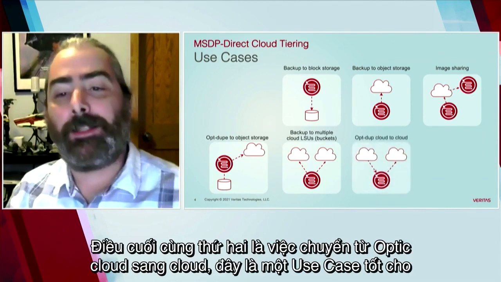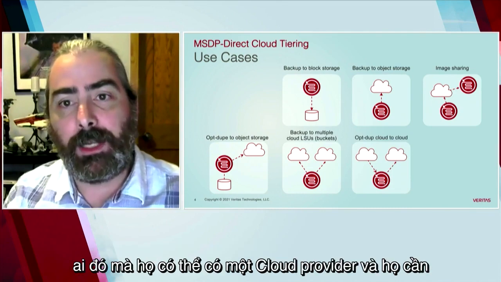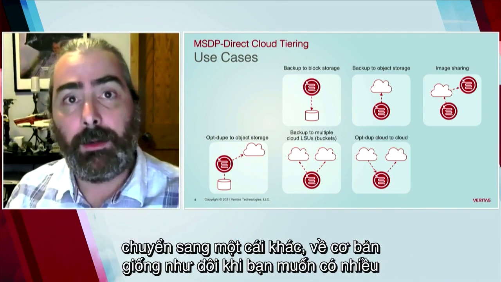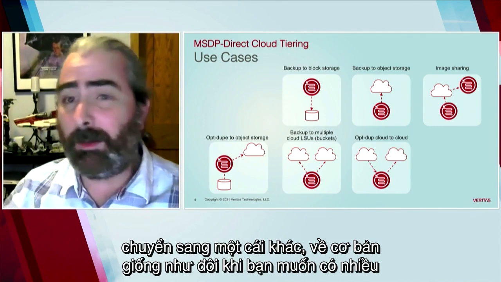The second to last thing is op-dupe cloud to cloud. This is a good use case for someone who has one cloud provider and needs to move to a different one. Essentially, sometimes you want to have multiple copies.